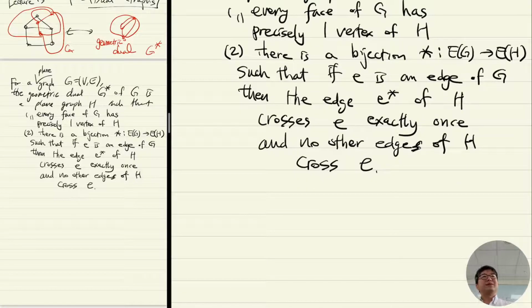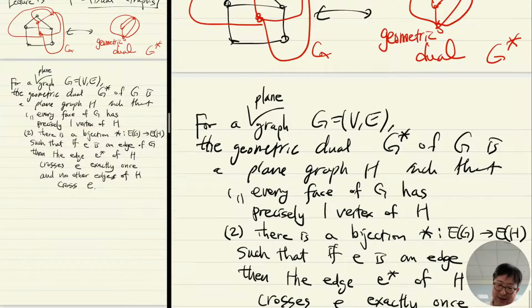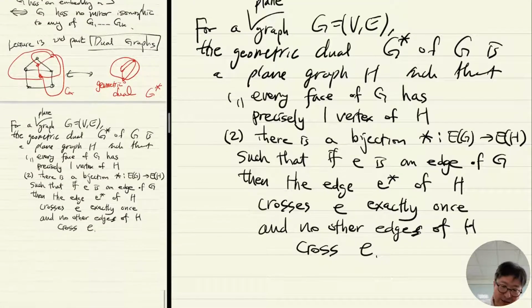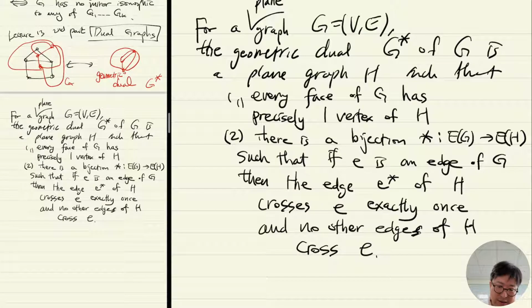Right, so that's the definition of the dual graph. So let's see what happens in this example. For every edge, there is exactly one corresponding edge which crosses it, and no other red edges cross this edge. So that's the definition of the geometric dual.